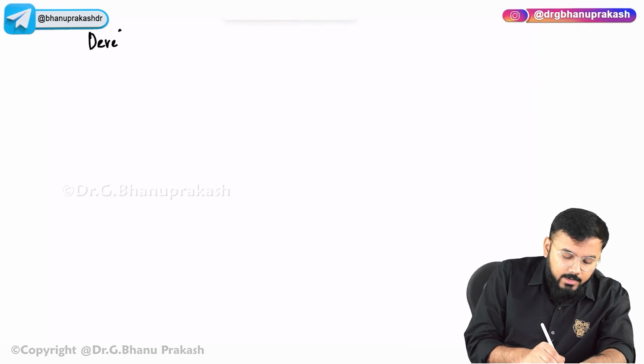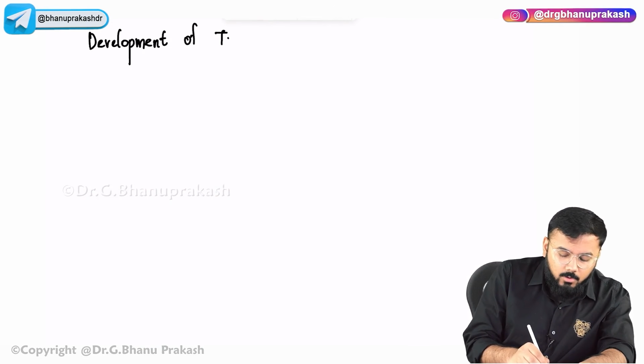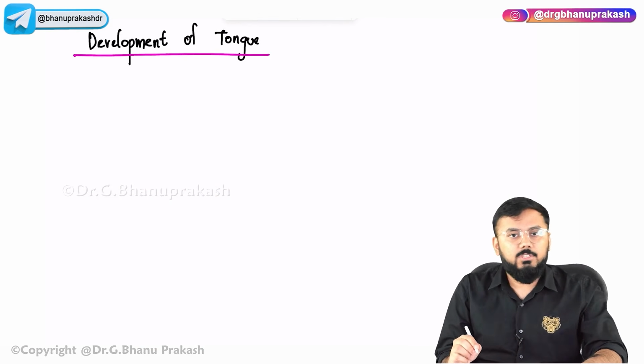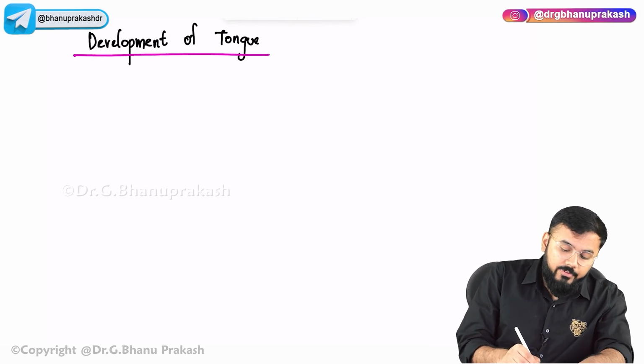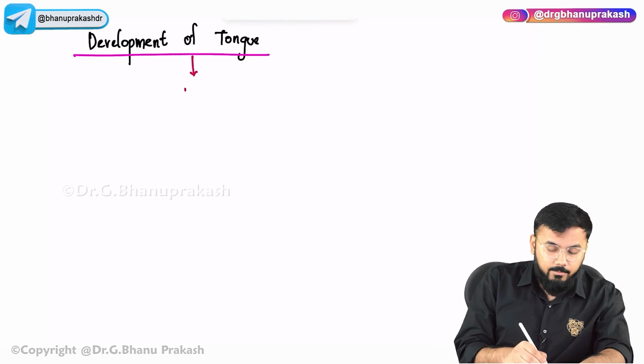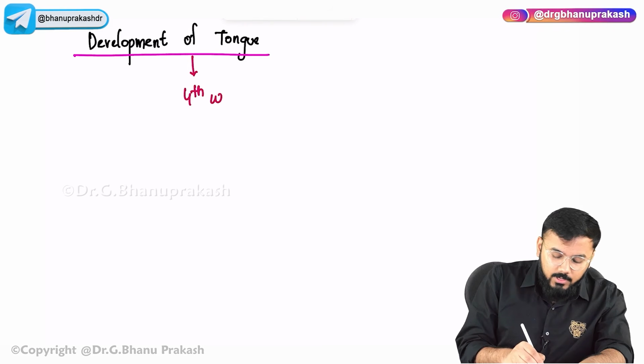So guys, now we shall be discussing the development of the tongue. We shall discuss the topic of development of the tongue, which is very important. So when is the tongue developed? The tongue development happens during the 4th week of intrauterine life.